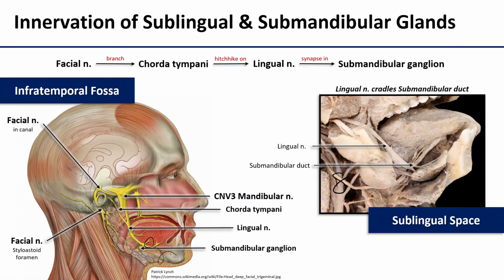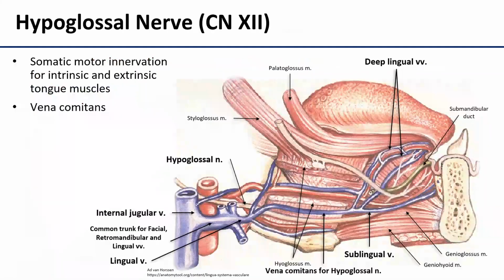The end result here is that it ends up cradling the submandibular duct, just like you might cradle a baby. So you can see this relationship right here in the image on the right. It comes inferior to the duct again, and then back superior to get to the tongue. That was a pretty good transition into the neurovascular structures that we're going to see in the sublingual space.